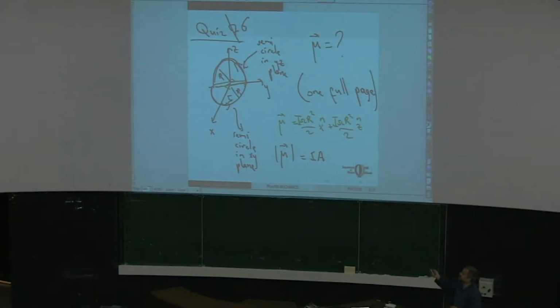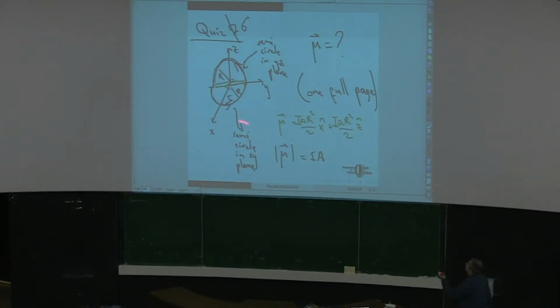But nevertheless, you can still divide this into two loops lying on a plane, and one is in the YZ plane, so its magnetic dipole moment, if you use the right-hand rule, will be in the X direction, and its magnitude is nothing but the current running through it times its area, which is pi r squared over 2. So this is the contribution to the total magnetic dipole moment due to this one.